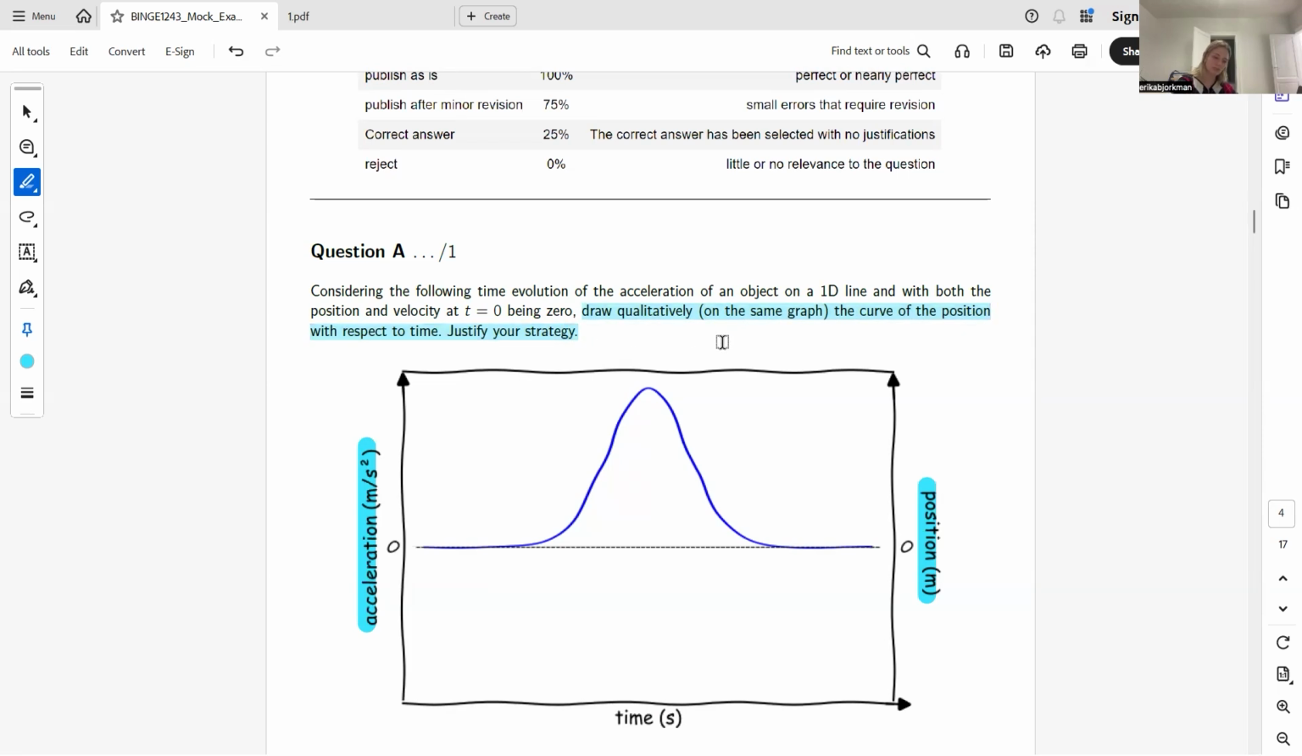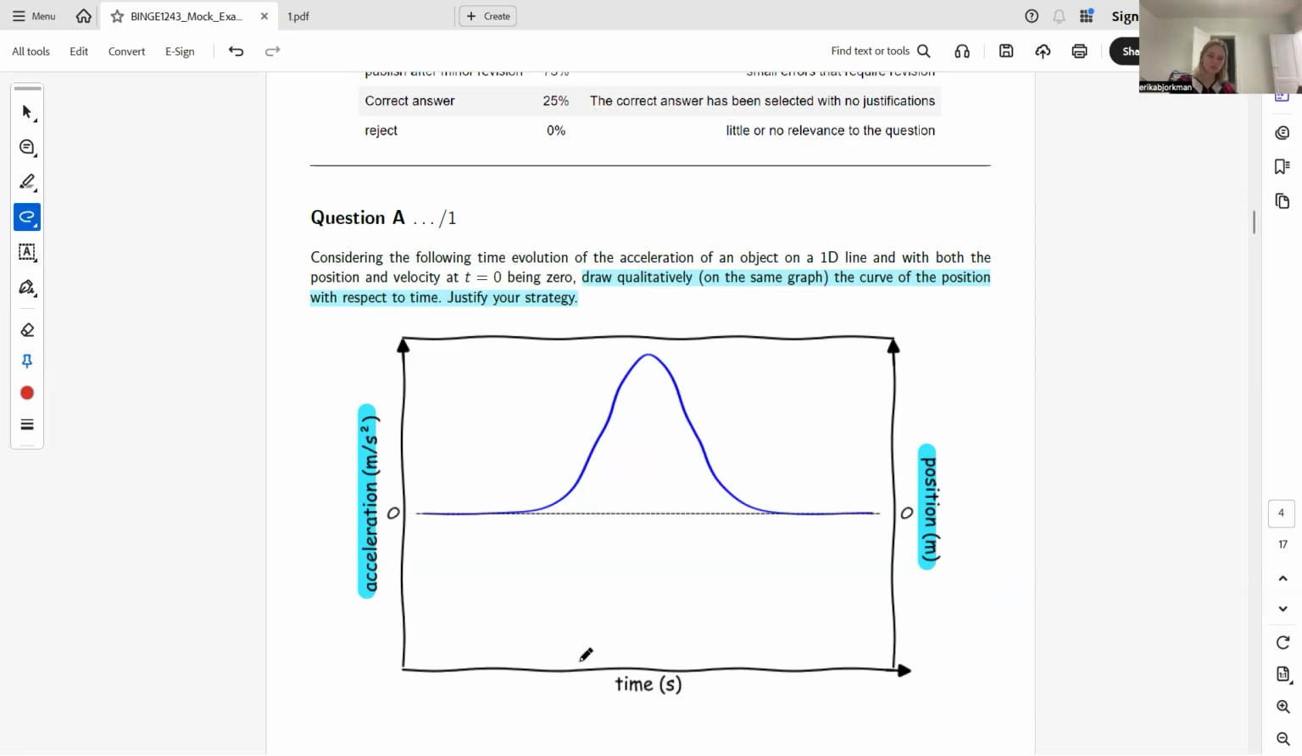Justify your strategy. First of all, we need to understand what the strategy can be in this case. The horizontal axis is representing the time, and this graph is representing the acceleration and also position. So our strategy is that, as the graph is not linear and changes with the passage of time, we need to divide our time according to this graph.